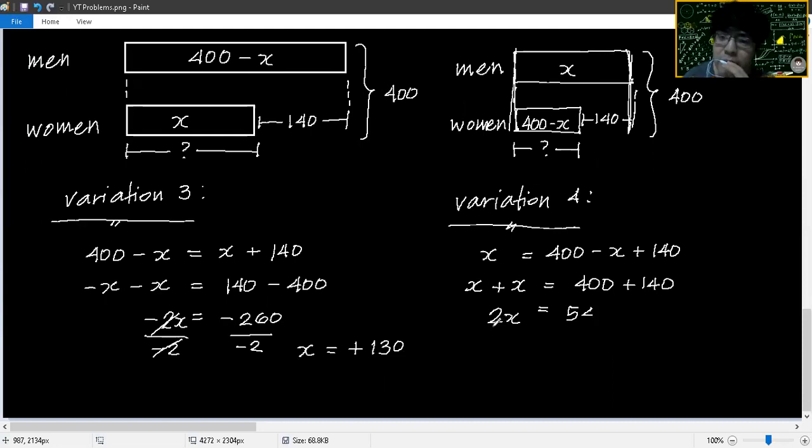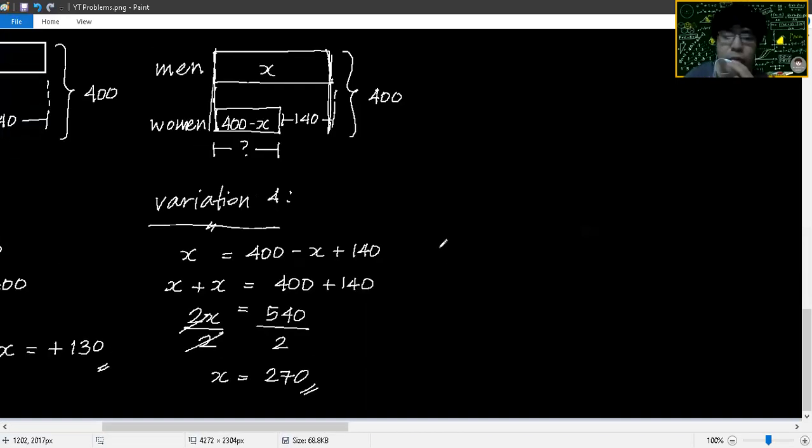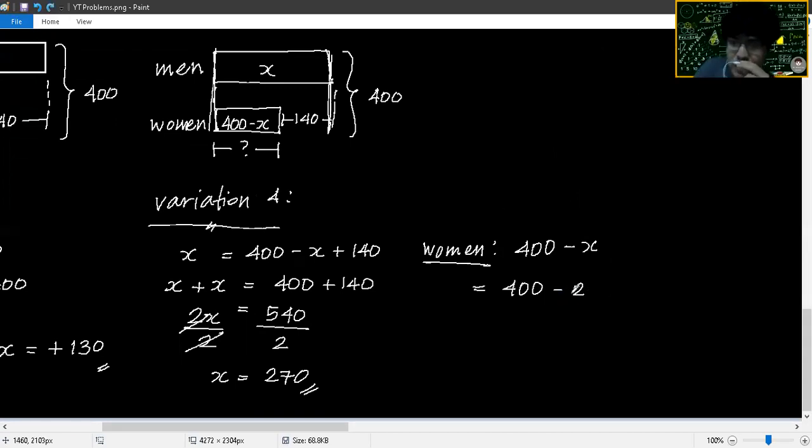To remove the coefficient 2, of course, you need to divide both sides by 2. And the value of x is equal to 270. But wait, there's more. That is the number of men. We are being asked for the number of women. Therefore, to solve for the number of women, we need to use 400 minus x. In this case, 400 taking away 270, or we may use the vertical subtraction.